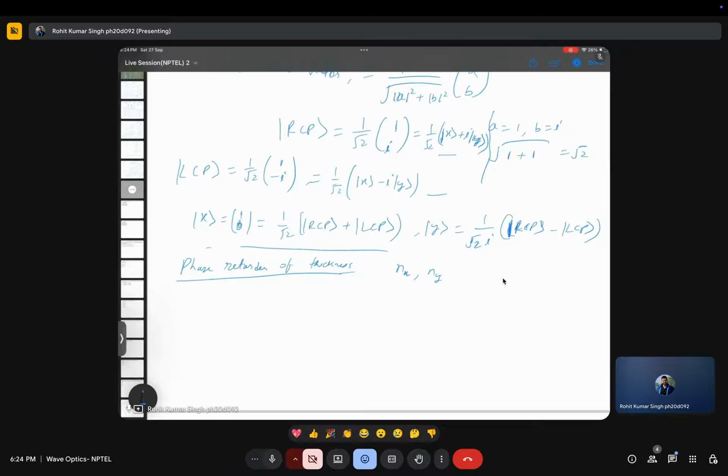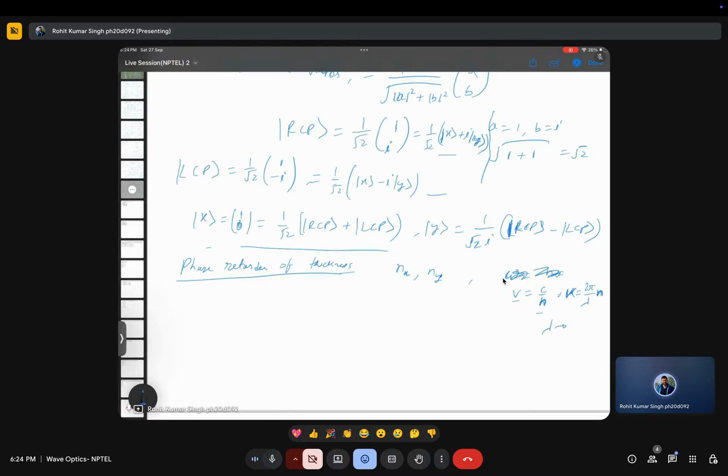You know that a wave passing through a material will change velocity. The frequency remains the same, but the velocity and wavelength change. So how does the velocity change? It changes by this. This leads to a change of the wave vector, which is given by 2 pi by lambda.